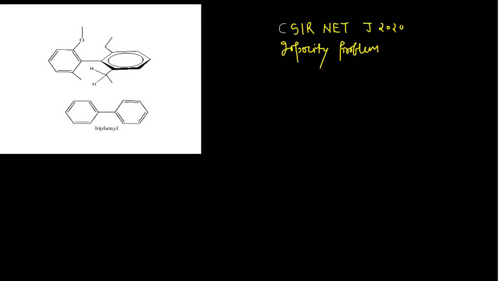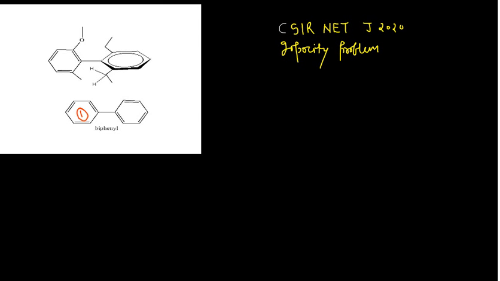So if you focus here, at the bottom of the picture on the left top of your screen, this is the biphenyl system. What is the meaning of the biphenyl system? In the biphenyl system, two phenyl rings are attached by a single bond. Say you consider this as ring 1 and this as ring 2. These two rings in the biphenyl system generally share the same plane.